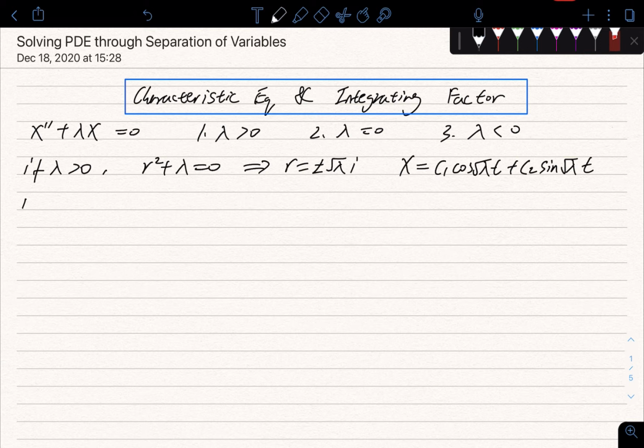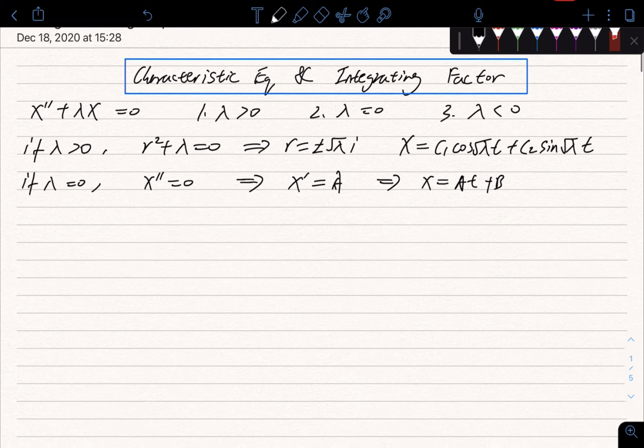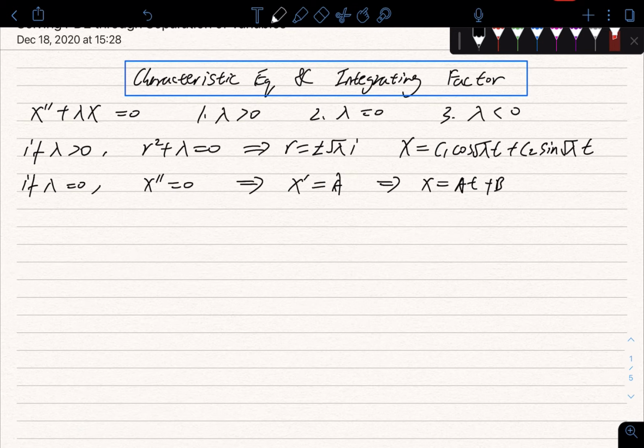Okay, second case, if lambda equals 0, no r actually. This becomes a very easy differential equation to solve, and that is x double prime equals 0, and that leads us to x prime equals a, and then x equals a t plus b. You can use c1 and c2, but this is kind of a special case, so I'll just use a and b.